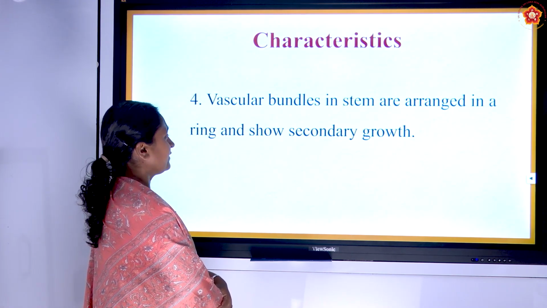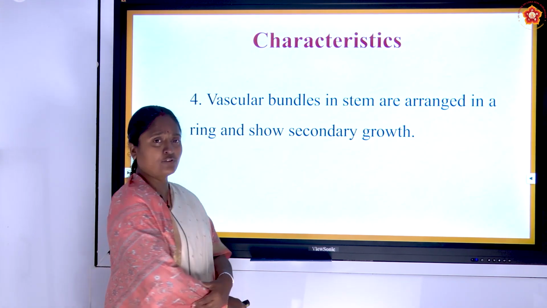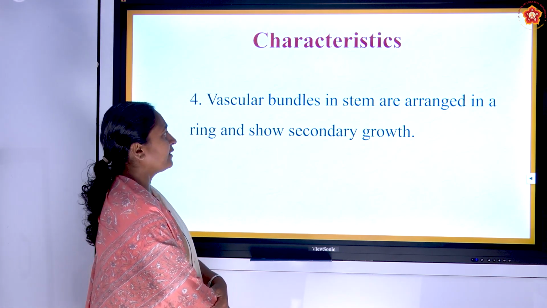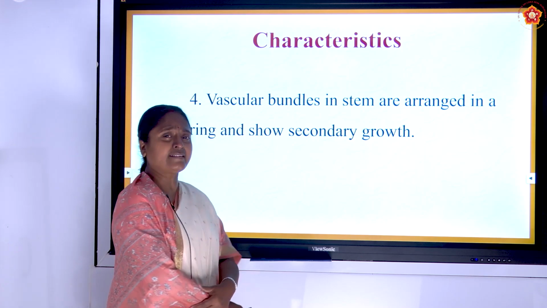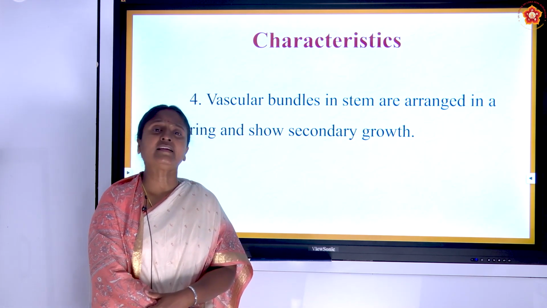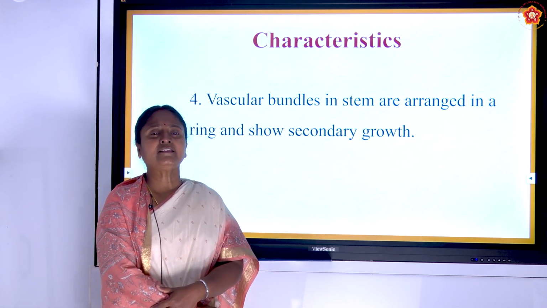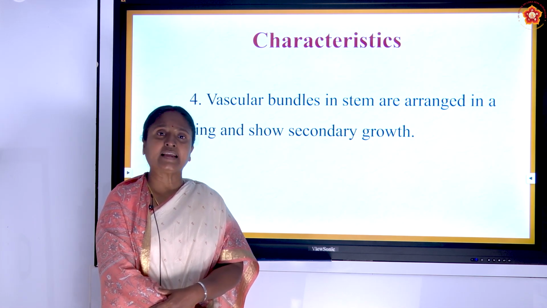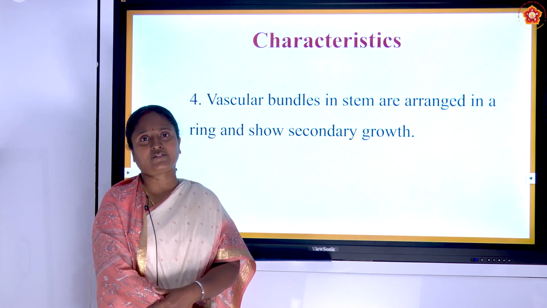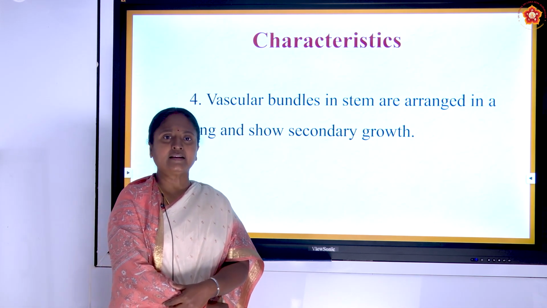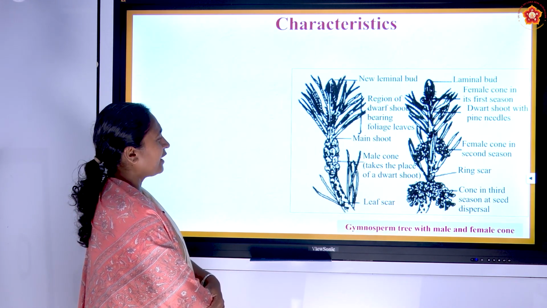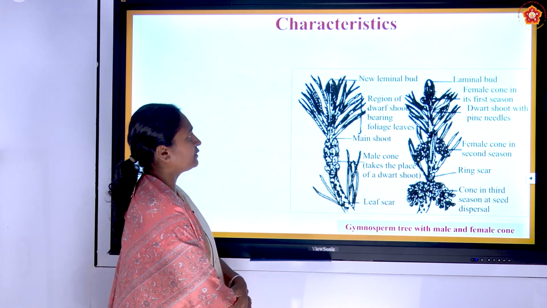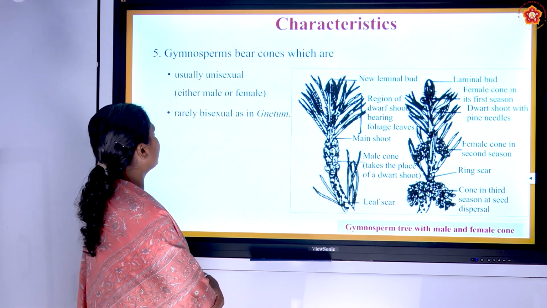The next characteristic feature is the vascular bundle. This vascular bundle is present in the stem and it is arranged as a ring, and sometimes we can see secondary growth also. Hence these plants have secondary growth and woody structures, which they get in the trunk region of the plant. Now we will see a detailed view of the cones which are present in this plant.